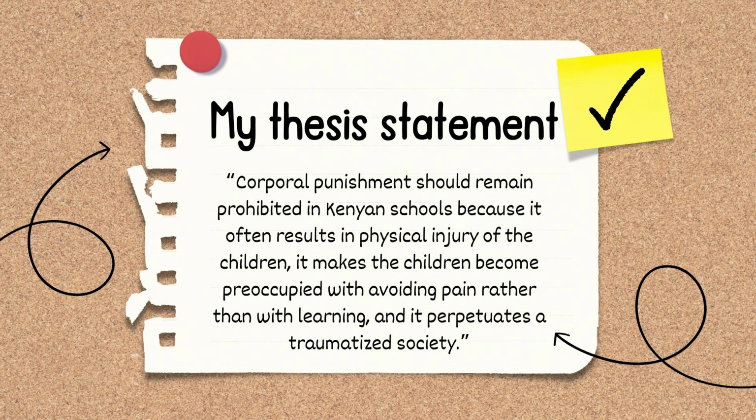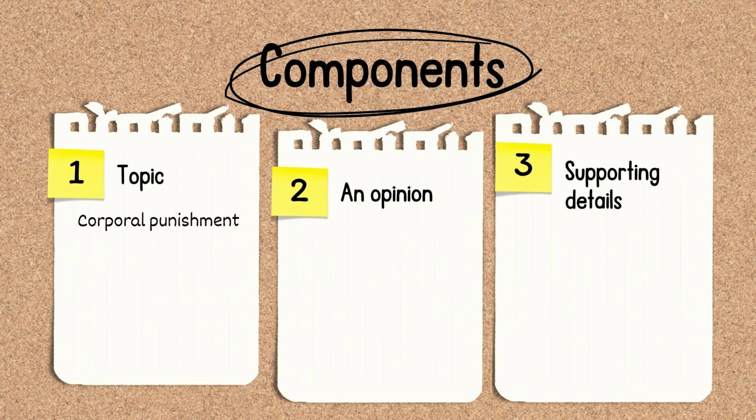Corporal punishment should remain prohibited in Kenyan schools because it often results in physical injury of the children, it makes children become preoccupied with avoiding pain rather than with learning, and it perpetuates a traumatized society. This sentence has all the 3 required parts. It has a topic, which is corporal punishment. It has a position or an argument, which is that corporal punishment should remain prohibited in schools.